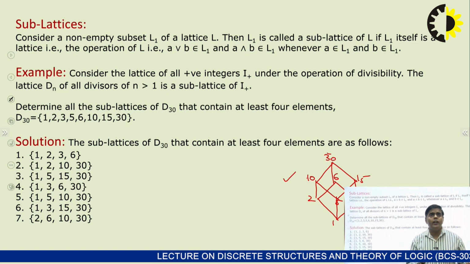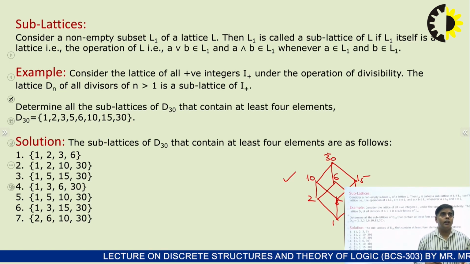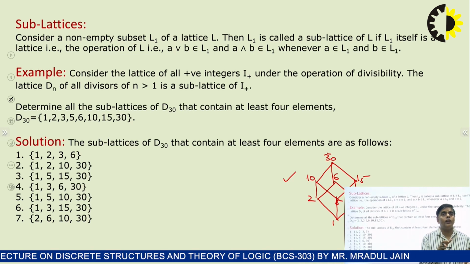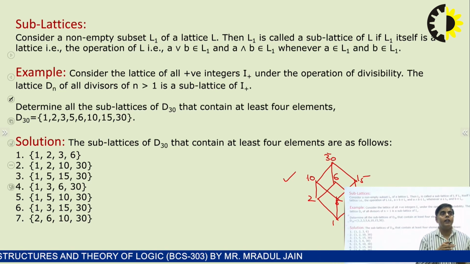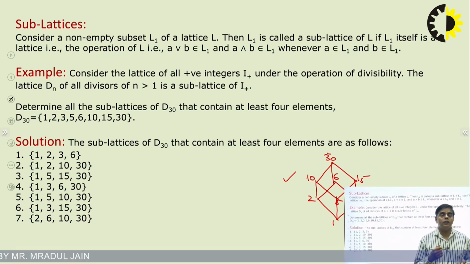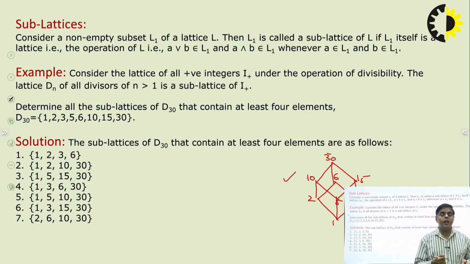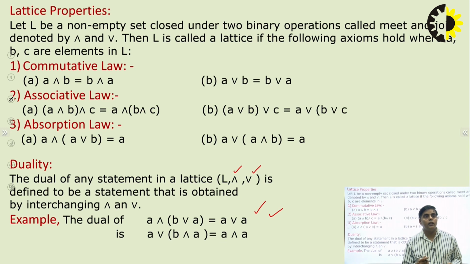In the whole lecture, what have we learned? What is a lattice? A structure is called a lattice if there exists a LUB and GLB for each and every pair, whether comparable or not comparable. Next, we learned different types of lattices and properties. I already told you in the second slide that a lattice should follow the commutative law, associative law and absorption law.